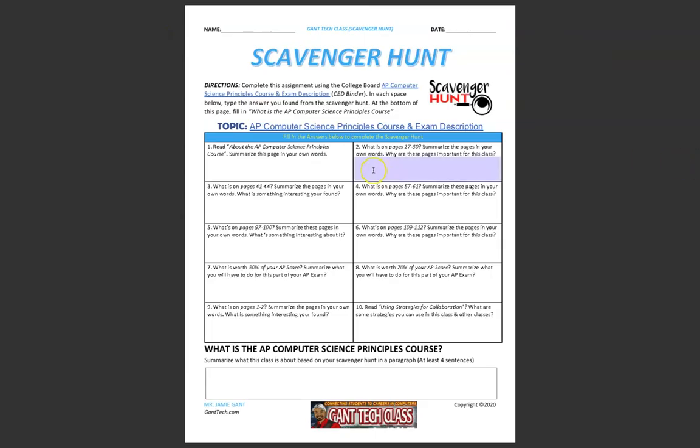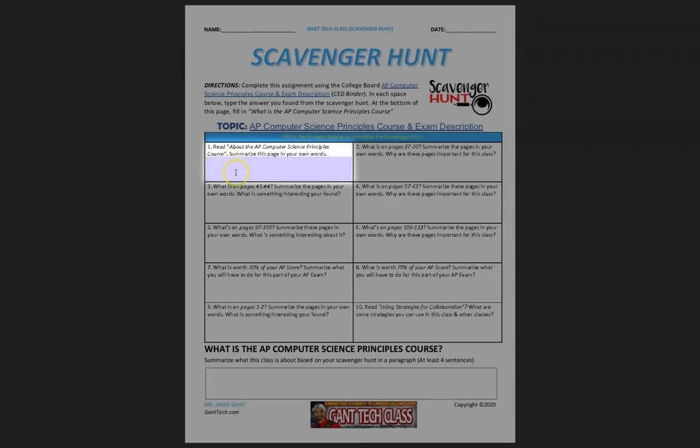In each space below, type the answer you found from your scavenger hunt. At the bottom of the page, fill in what is the AP Computer Science Principles course. Make sure to put your name and date. Let's look at the first question. Read about the AP Computer Science Principles course. Summarize this page in your own words.